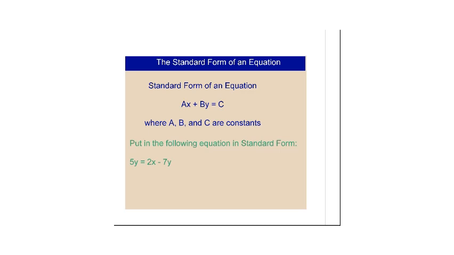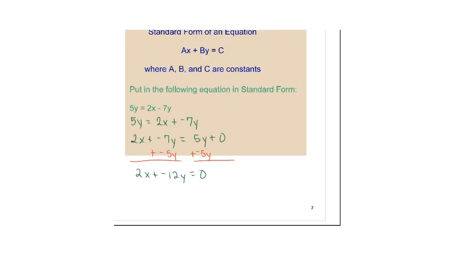Now let's try this last one and then check back when you're done. You will notice that you do not have a constant that's all by itself. So the c is missing in our standard form, which means that it is an understood 0. So we end up with the equation 2x plus negative 12y equals 0 when we put this in standard form.